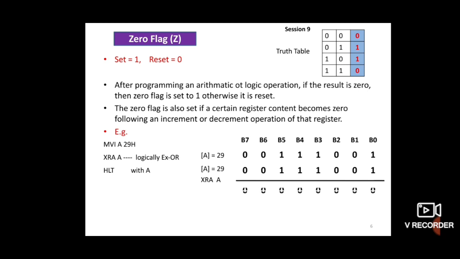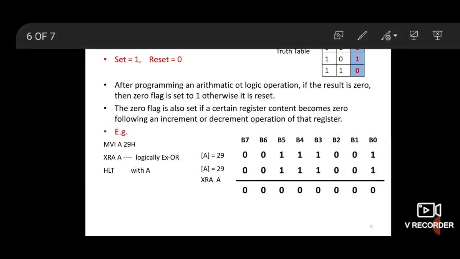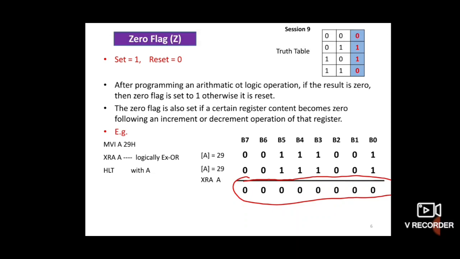Now see 1 1 0 0 0 0 0 0 and 0 1 1 0 1 1 0 1 1 0. 0 0 0 and 0 0 0, because if both inputs are the same, then the output becomes 0 according to this XOR gate truth table. So after this ALU operation, the result is totally 0. Totally 0 means after performing the ALU operation, if the result is 0, then the zero flag is set. Zero flag is set means Z is equal to 1.